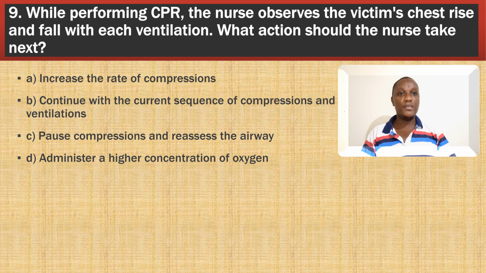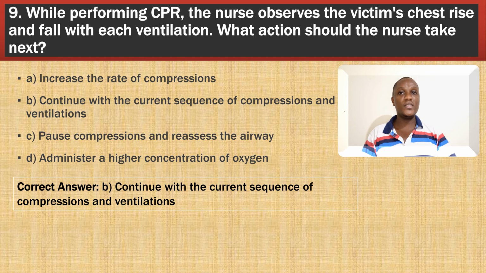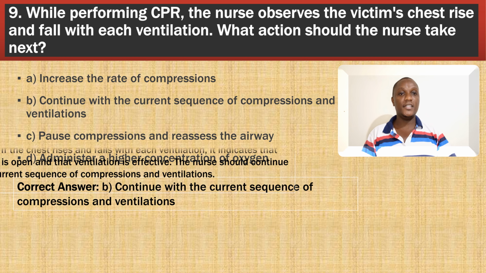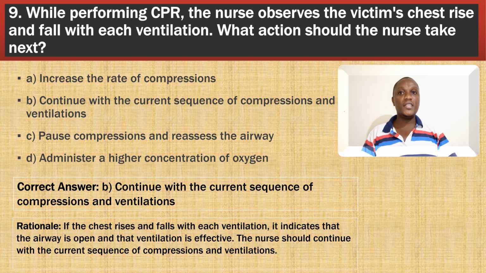Now let's compare your answer to what we have. The correct answer is B. Continue with the current sequence of compressions and ventilations. If the chest rises and falls with each ventilation, it indicates that the airway is open and that ventilation is effective. The nurse should continue with the current sequence of compressions and ventilations.